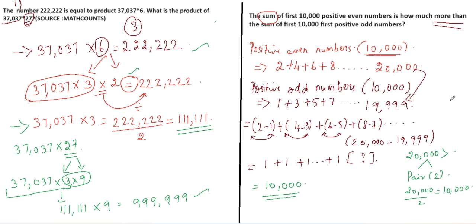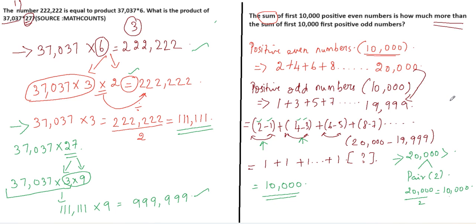I'm repeating this part again. In the question they have given 10,000 positive even numbers, correct? Which means 20,000 is the maximum value. In 20,000 numbers, you're going to have pairs. Every pair is having two numbers. You can see this is one pair or one group. You have two numbers here. Similarly, in this pair also you have two numbers. So a pair can have a maximum of two numbers. So 20,000 divided by 2 will give you 10,000.